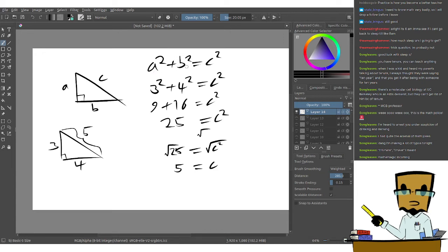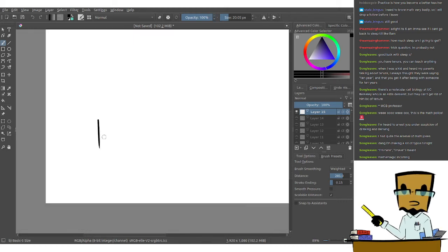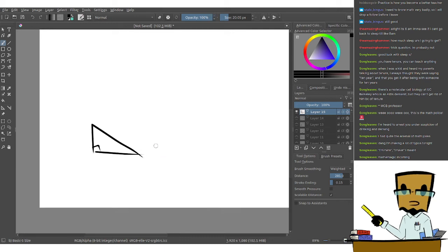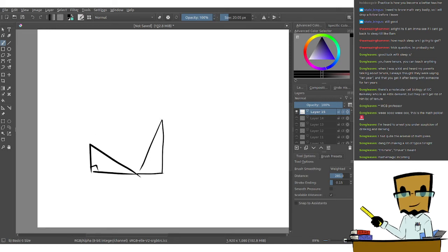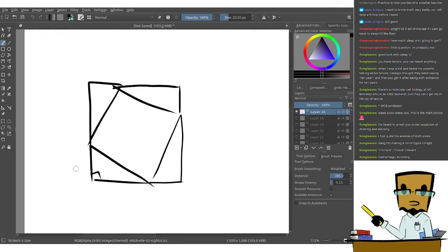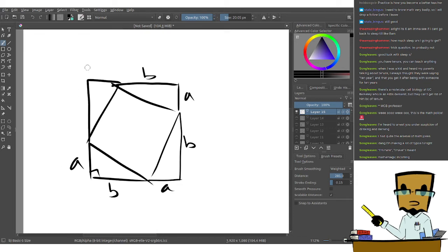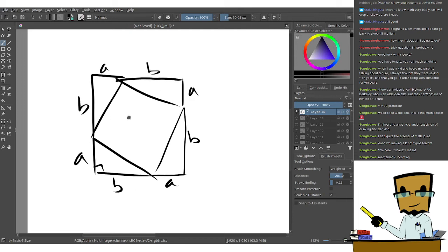But how did we get to a squared plus b squared equals c squared? Well, welcome to geometry. Check this out. Now, this is actually really cool, though. So, let's say we've got a nebulous right triangle. We don't actually know the dimensions. Okay. Check this out. If we just copy that, if we make a square, like so. There we go. You're going to be blown away if you haven't seen this. Let's say this is a, b, a, b, etc. This is the exact same triangle repeated. And this is c.